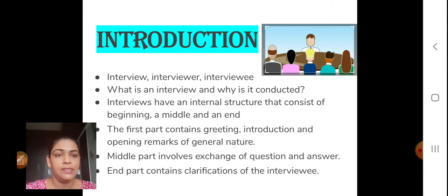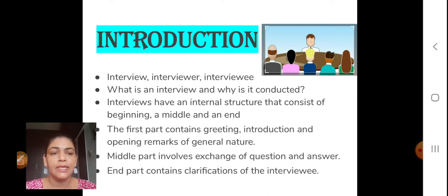The middle part involves exchange of question and answer. Now these are definitely associated with the position that you are there for. So be ready for the questions and answers. This may be technical, knowledge based, or it may be a general kind of question which requires some answers.